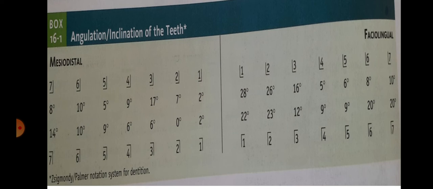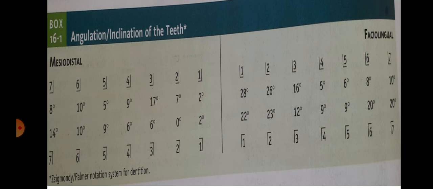Whereas the mesiodistal inclination for the lower right second molar is 14 degrees, and for the first molar it is 10 degrees.